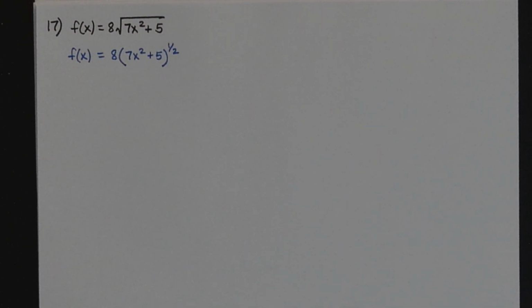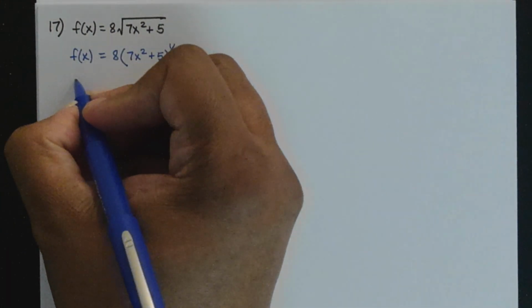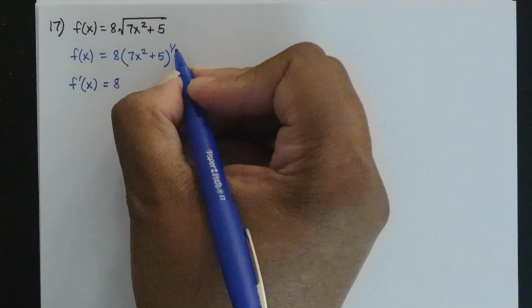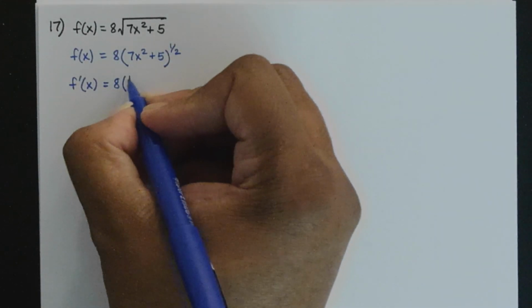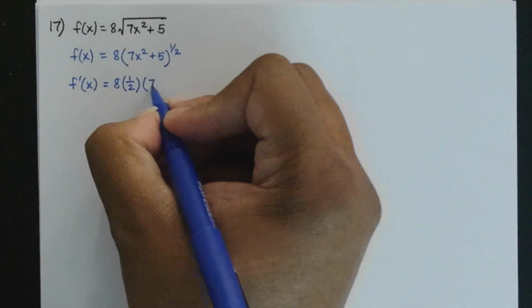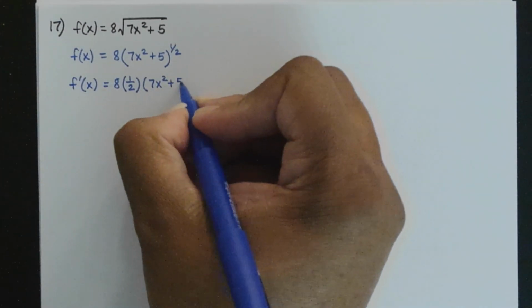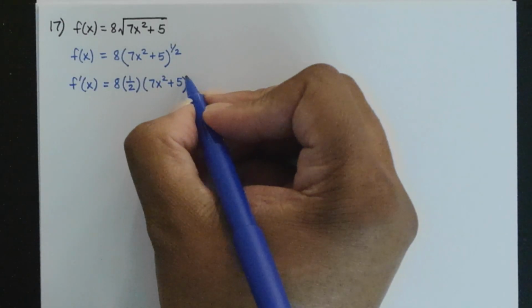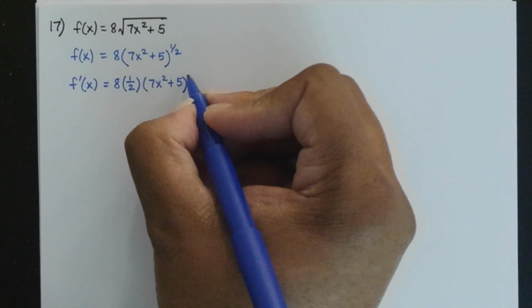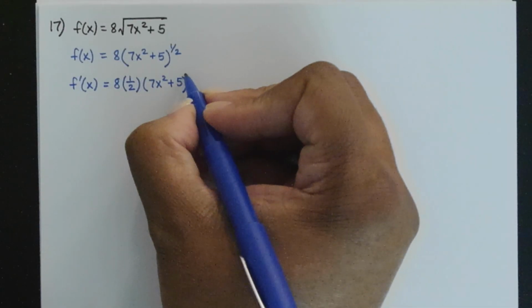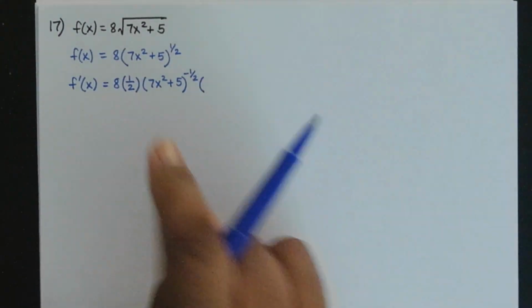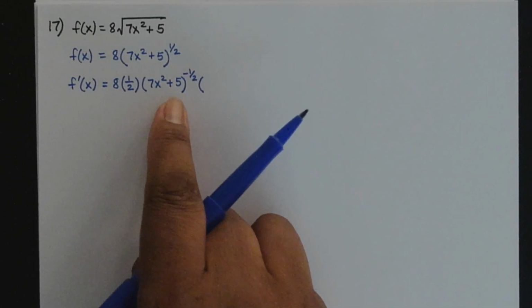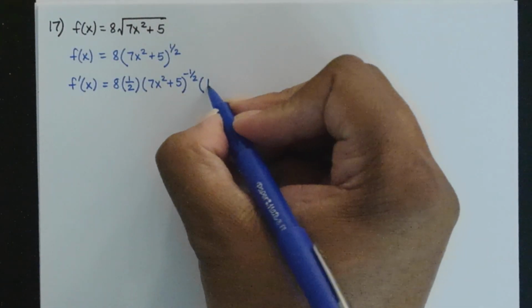Okay? So to find f prime of x is this. I'm going to bring down the 8, copy that, bring down that exponent of 1/2, copy over the 7x squared plus 5, and that's going to be to the 1 less power. So 1/2 minus 1 would be, what's 1/2 minus 1? Negative 1/2. And then I got to take the derivative of this inside function. The derivative of 7x squared plus 5 would be 14x.